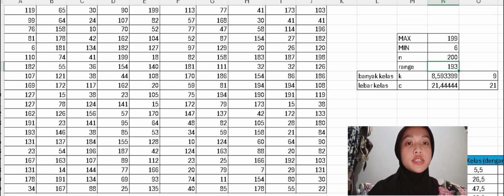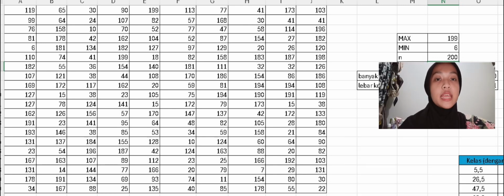The number of classes was calculated using Sturges' formula, and the result was about 9 classes. The class interval width was approximately 21. After that, a frequency distribution table was created containing class, interval, frequency, relative frequency, and cumulative frequency less than and greater than. In the supporting table, there are also class midpoint values, or x values, which are multiplied by the frequency to help calculate the grouped data mean.